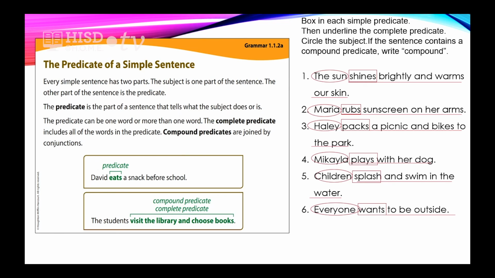Now let's determine which one of these are a compound predicate. Number one is a compound predicate because it says shines brightly and warms our skin. So it's doing two things. The sun is shining brightly and it's warming their skin. Number three is also a compound predicate because Haley packs a picnic and she bikes to the park. And lastly, number five, because the children splash and they swim in the water.